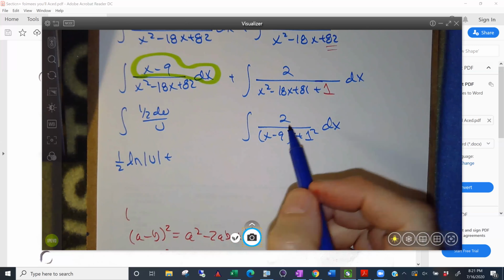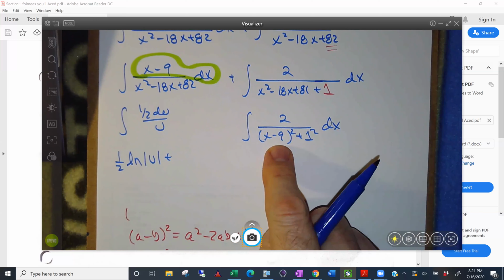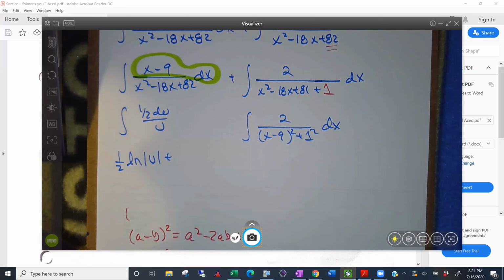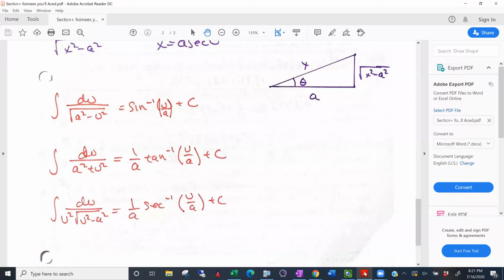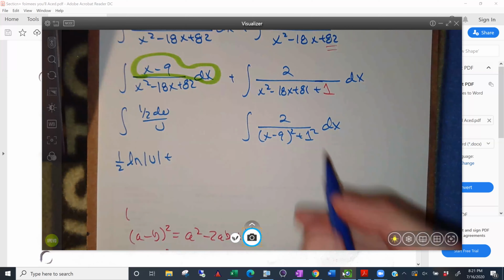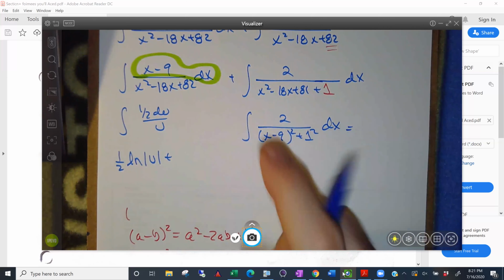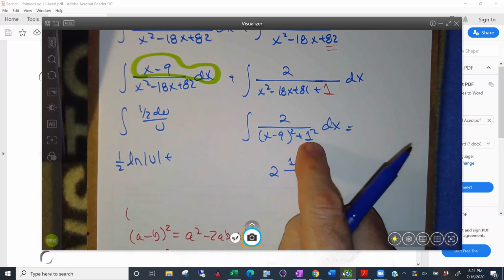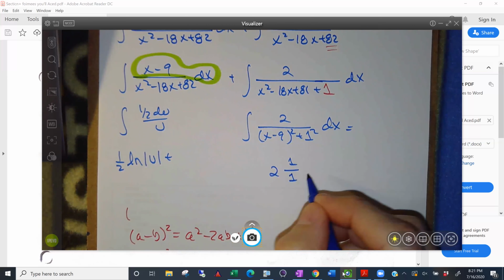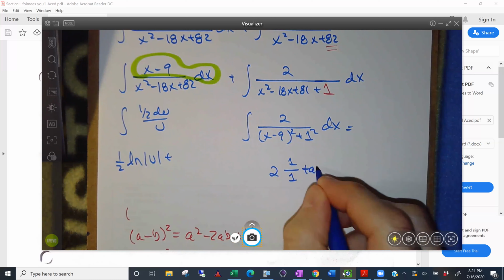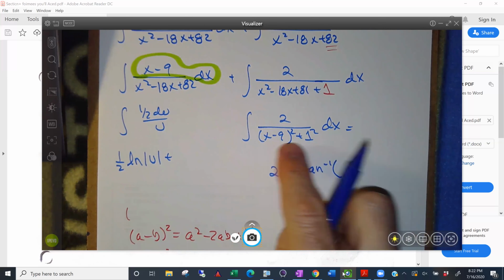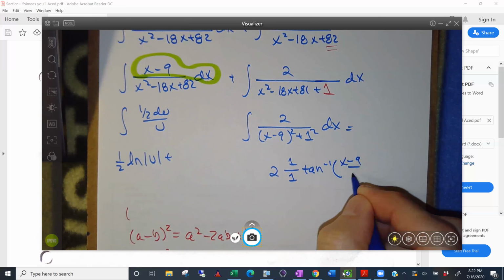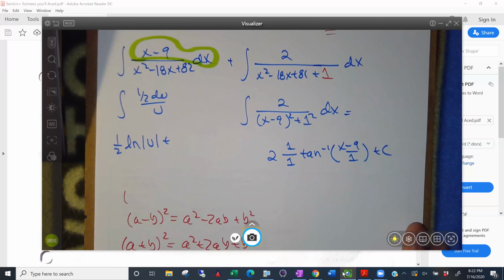Absolutely. That 2 can come out in front. But this, for the last time this evening, is our inverse tangent. We've set it up as our inverse tangent. So to finish this one off, that 2 is going to come out in front. So we'll end up with 2 times 1 over a, which is 1. Didn't show that last time, I will this time. Tangent inverse of this over this, x minus 9 over 1. Let's not forget our constant.